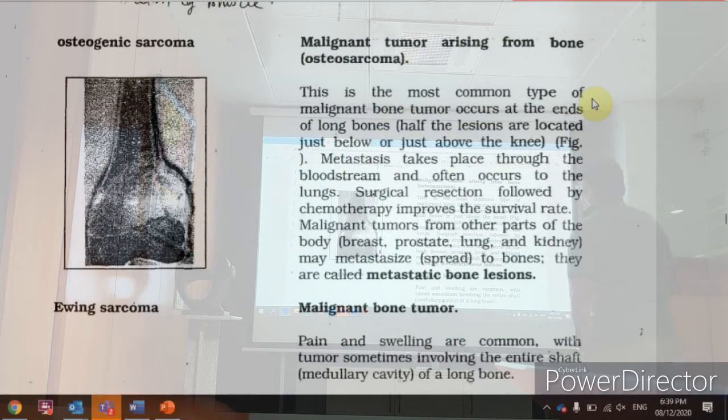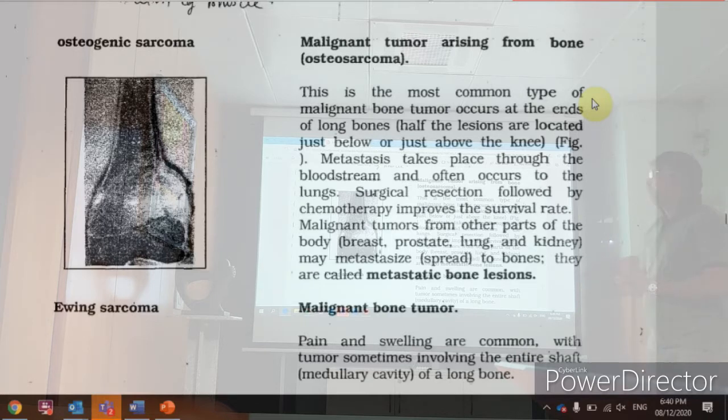Now comes the tumor. Osteogenic sarcoma is a malignant tumor of the bone. It can spread from one place to another. This movement of disease from one organ to another place is known as metastasis. It often occurs through the bloodstream, and usually it passes through the lymph.